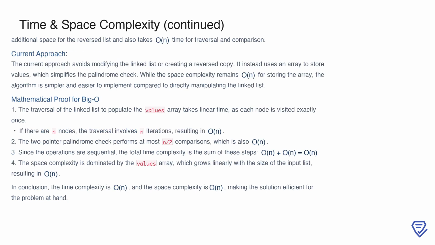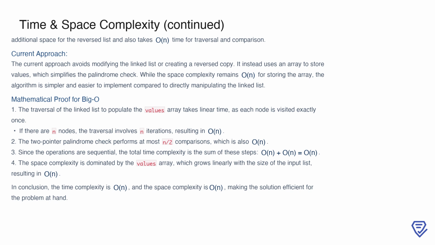Comparing this approach to a brute force or naive solution highlights its efficiency and simplicity. A naive approach might attempt to reverse the linked list directly and compare it to the original list, which would require additional space for the reversed copy and still take O(n) time for traversal and comparison. In contrast, the current approach avoids modifying the linked list entirely.